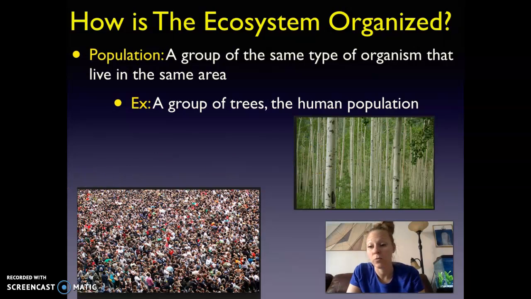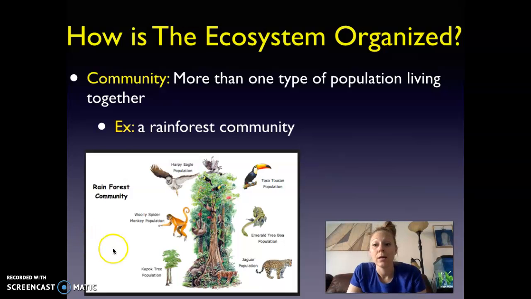Now, let's expand our view a little bit. If we take all of the different types of organisms that live in an area, well, then we have a community. So if we look here in this picture, we have a rainforest community. We're no longer just talking about trees, a specific type of tree, but we're saying in the trees and around the trees, we have jaguar populations, and we have boa constrictor populations, and different bird populations, and monkey populations, and other tree populations. All of these live together, they interact, and so we call these communities.